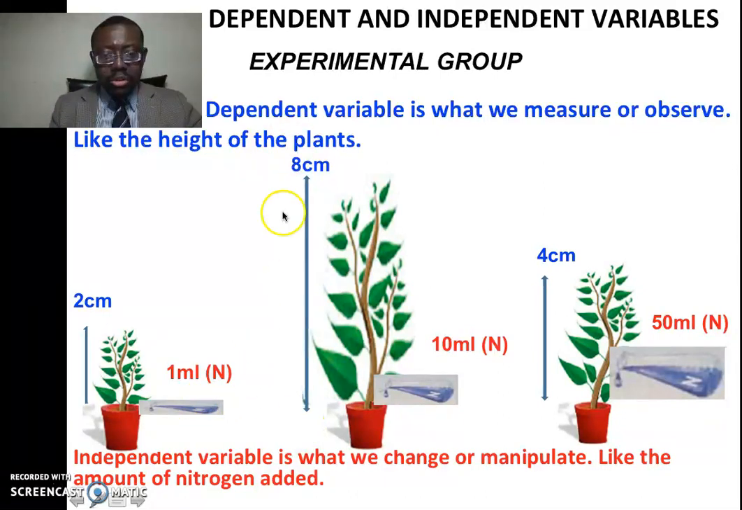What we are measuring, what we are observing, is the dependent variable. So that's the difference between dependent variable and independent variable. Dependent variable is what we measure or observe, like the height of the plant in this experiment. The independent variable is what we change or manipulate, like the amount of nitrogen we add.